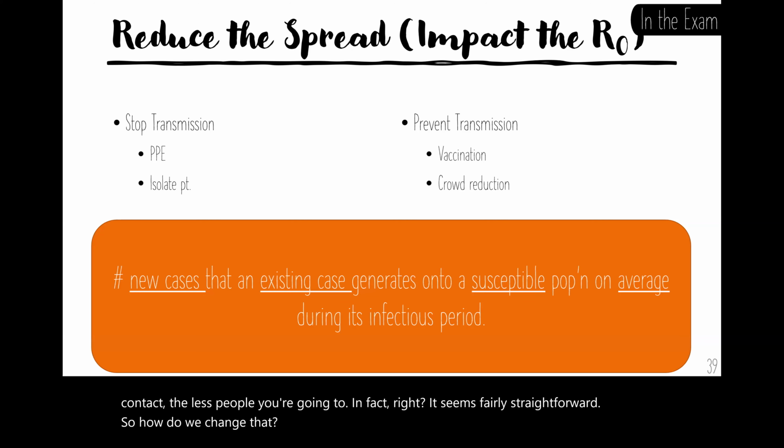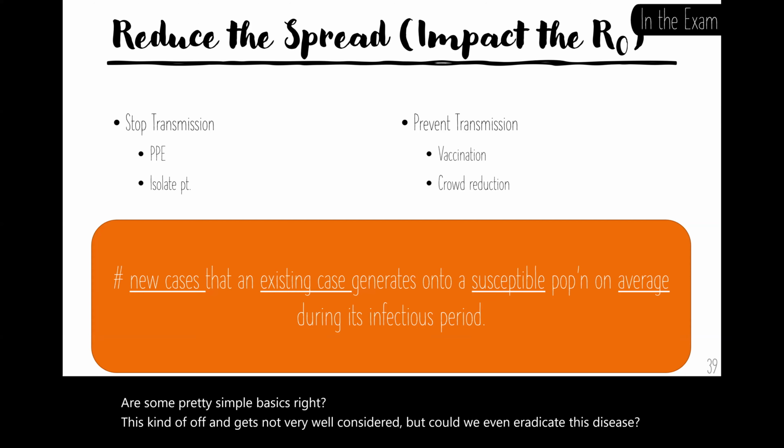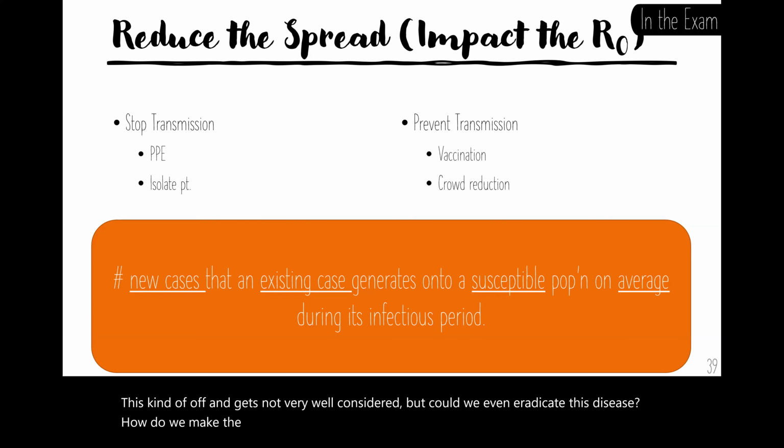So what we can do are some pretty simple basics, right? This often doesn't get very well considered, but could we even eradicate this disease? Okay, so how do we make the R naught become 0? Not 3, not 2, not 2.5, not even 1. How do we make the R naught become a 0, meaning we eradicate the disease itself?